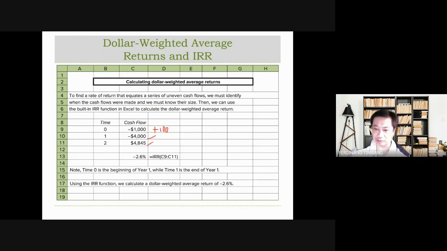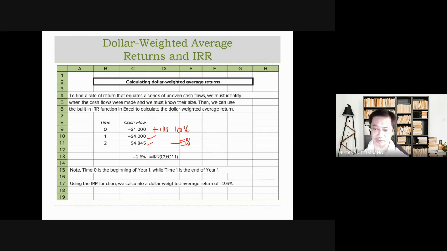Eh, pagkatapos dito, bumaba siya. Bumaba. Kasi dito, nag-earn siya ng 10%. Tapos, bigla siya nagkaroon ng loss na 5%. So, this time, how are you going to compute for the return? So, this time, we are going to use the weighted average return.